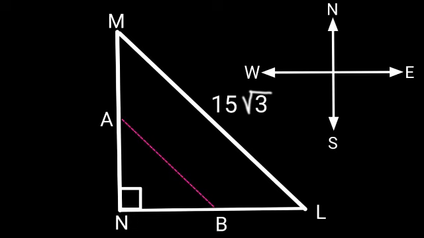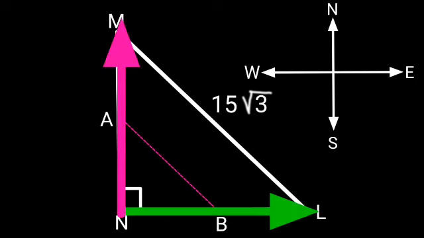From our example, we have taken this figure. In this figure, let us consider M for Prasad to the north side. L is Pranali to the east. Both started from point N at the same time and at the same speed.